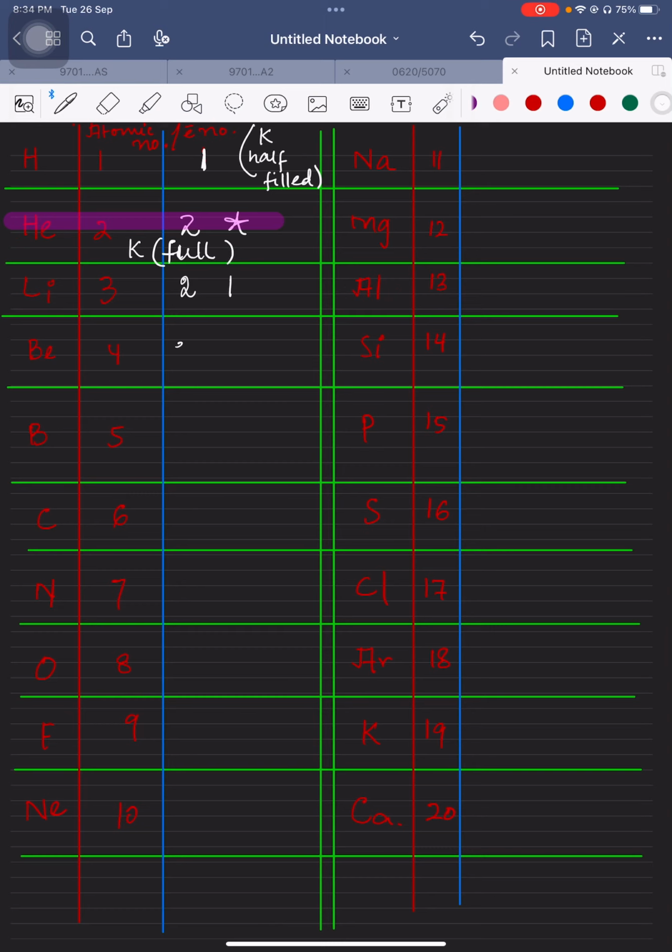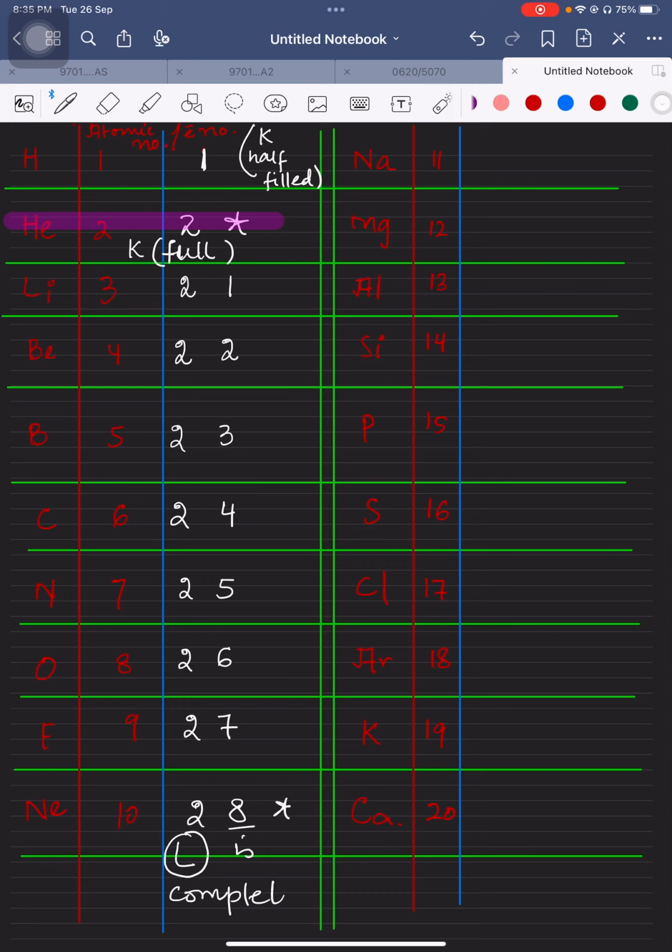Move to beryllium. Now it is 2 in the K and 2 in L. Then 2 in the K, 3 in L; 2 in the K, 4 in L; 2 in the K, 5 in L; 2 in the K, 6 in L; 2 in the K, 7 in L; 2 in the K, 8 in L. So there are 8 electrons in the outermost shell of neon, and we can see that L is completely filled here. L is complete, and K was full in the case of helium, and we made a star with helium as well.